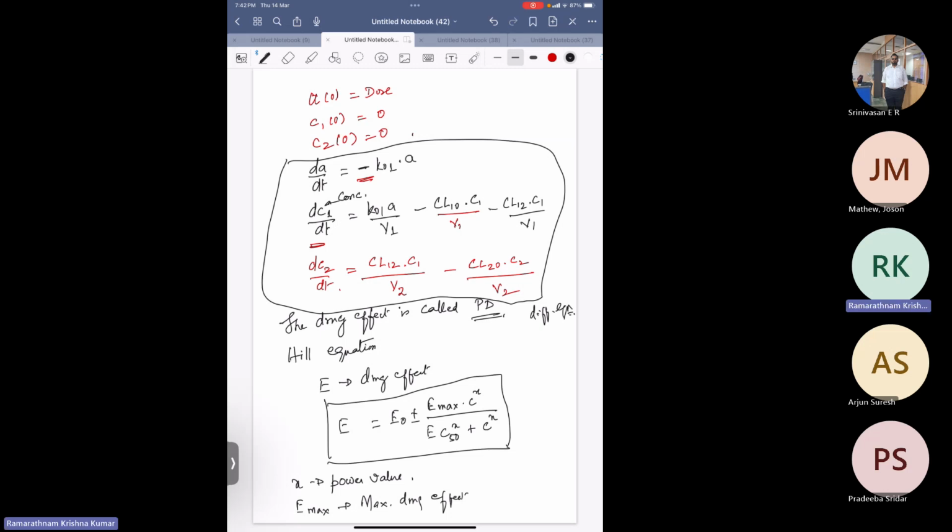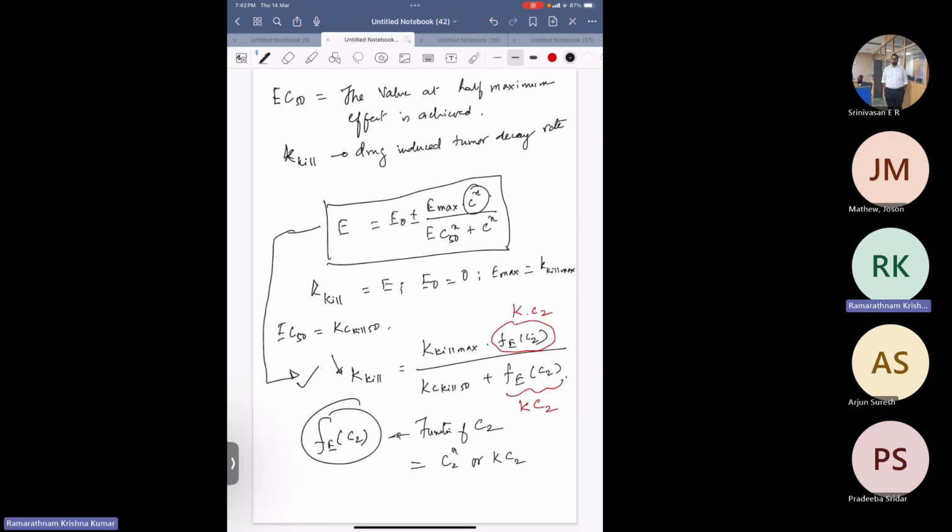followed by this, which is an algebraic equation. So this is an algebraic equation. There's no differential there, just algebra. Just an equation, just a function. Clear? Yes, sir.